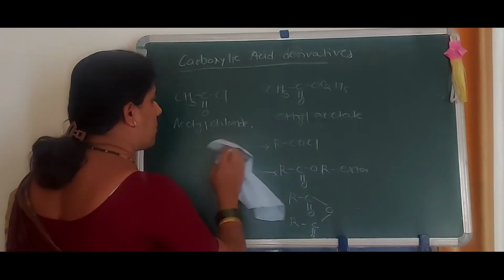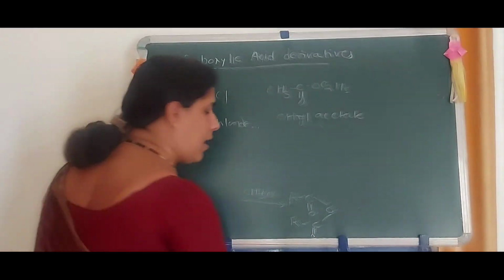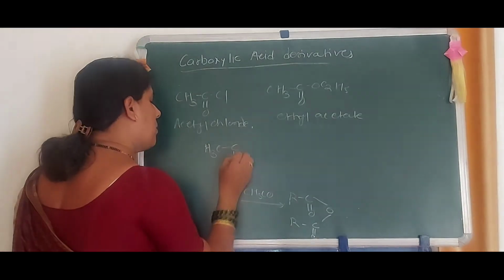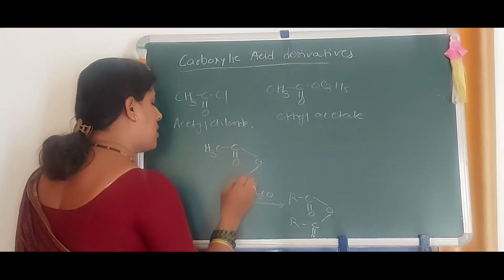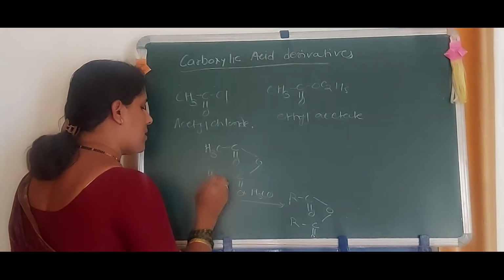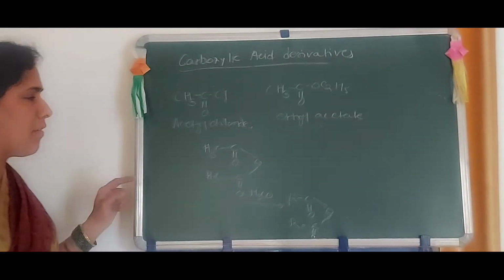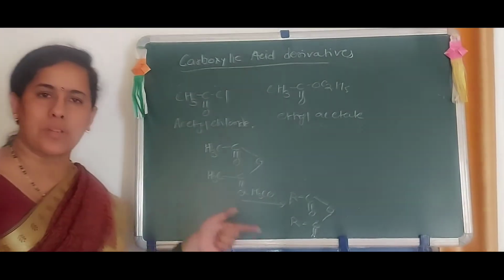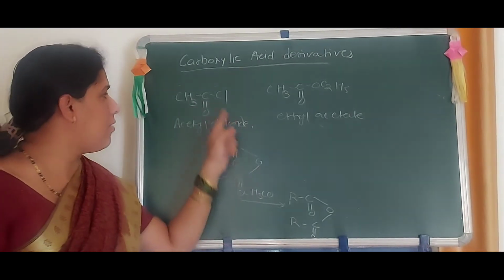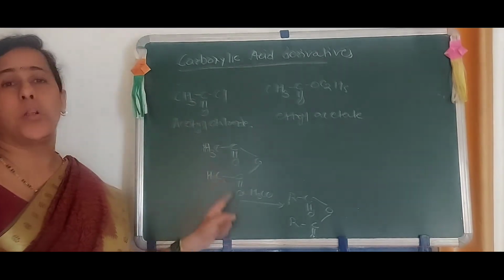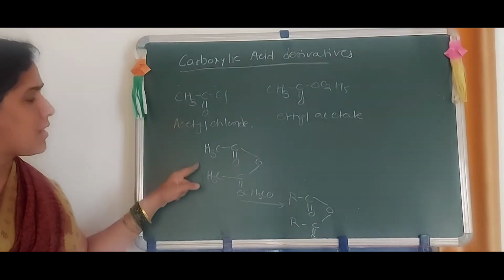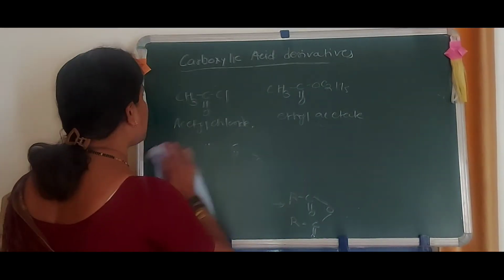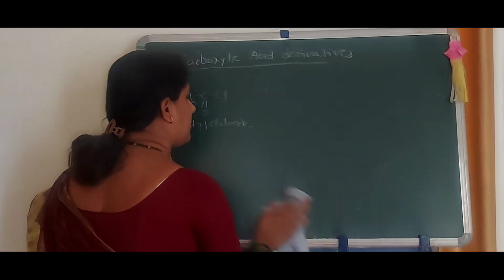Now next is the anhydride. The example is CH3CO-O-CO-CH3. This is acetic anhydride. Now one by one we are going to discuss. Out of the three we have to discuss only two carboxylic acid derivatives in detail. So let us start here with acetyl chloride.